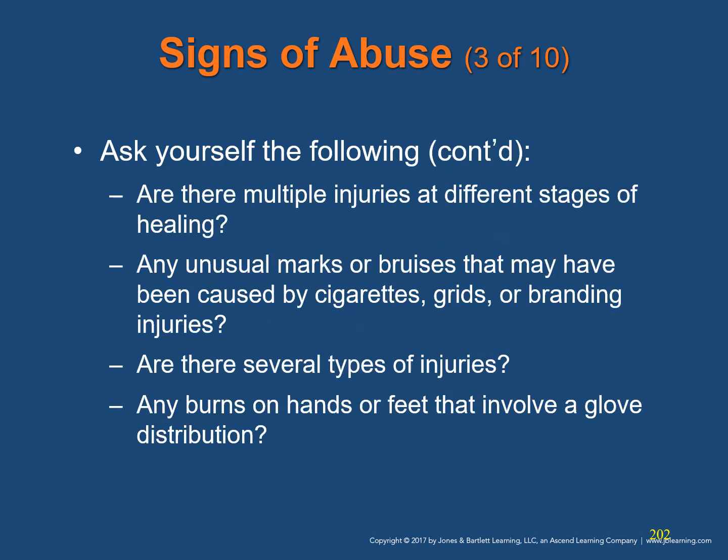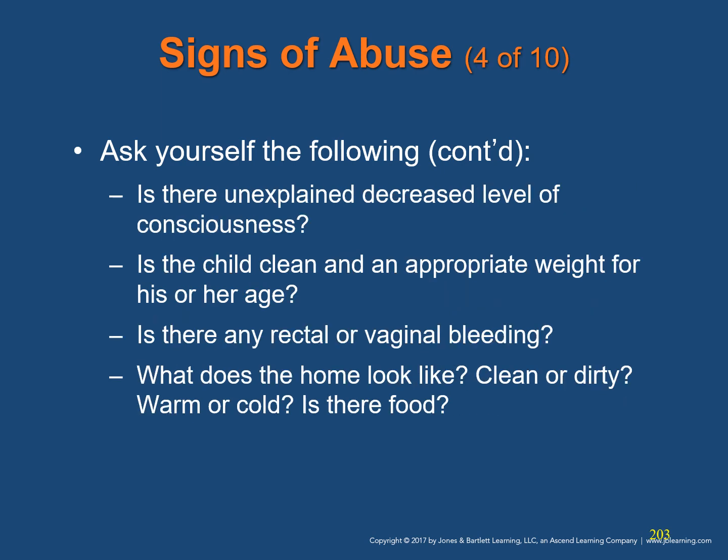Does the child have multiple injuries at different stages of healing? Does the child have any unusual marks or bruises that may have been caused by cigarettes, grids, or branding injuries? Does the child have several types of injuries? Does the child have any burns on the hands or feet that involve a glove distribution? Is there any unexplained decreased level of consciousness? Is the child clean and appropriate weight for his or her age? Is there any rectal or vaginal bleeding?